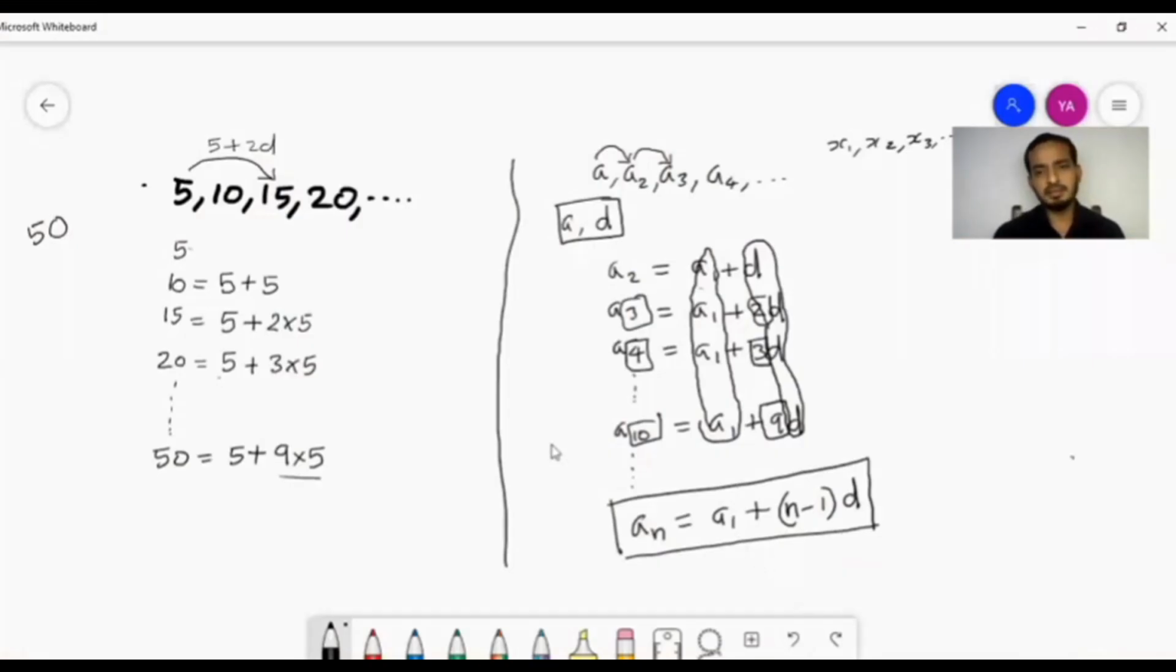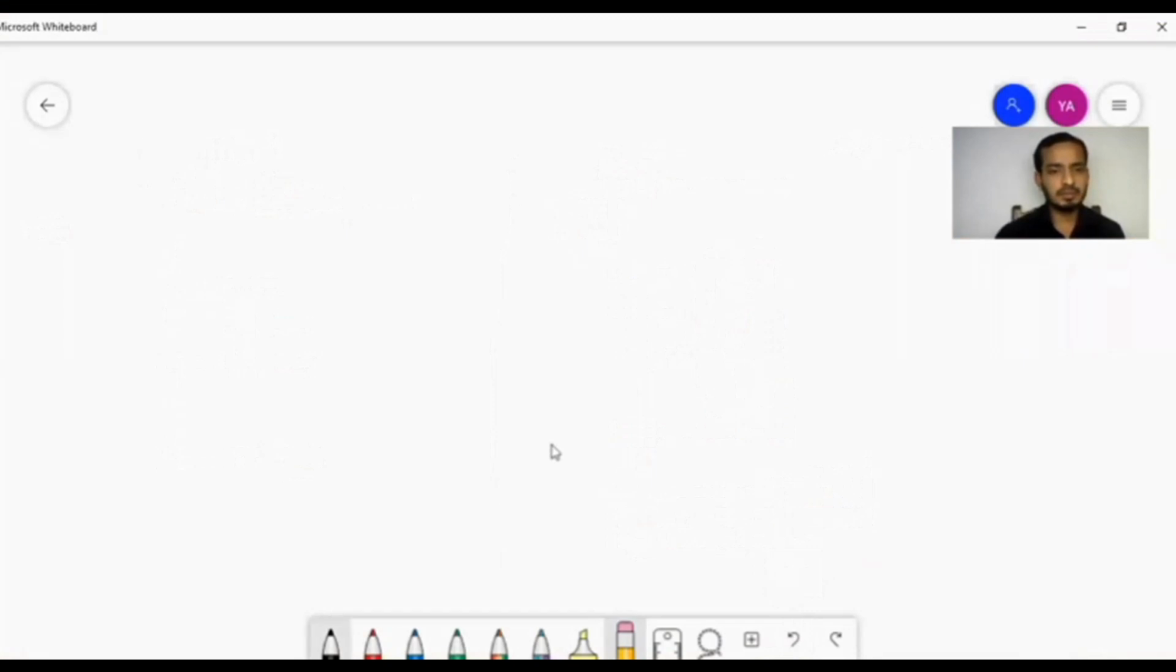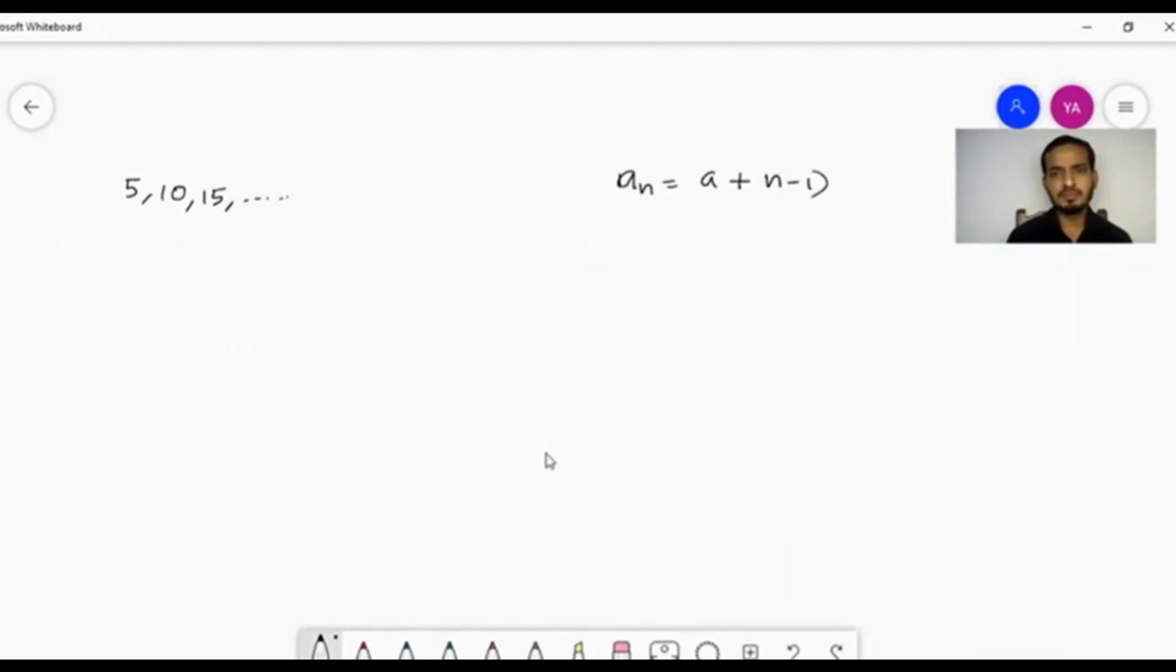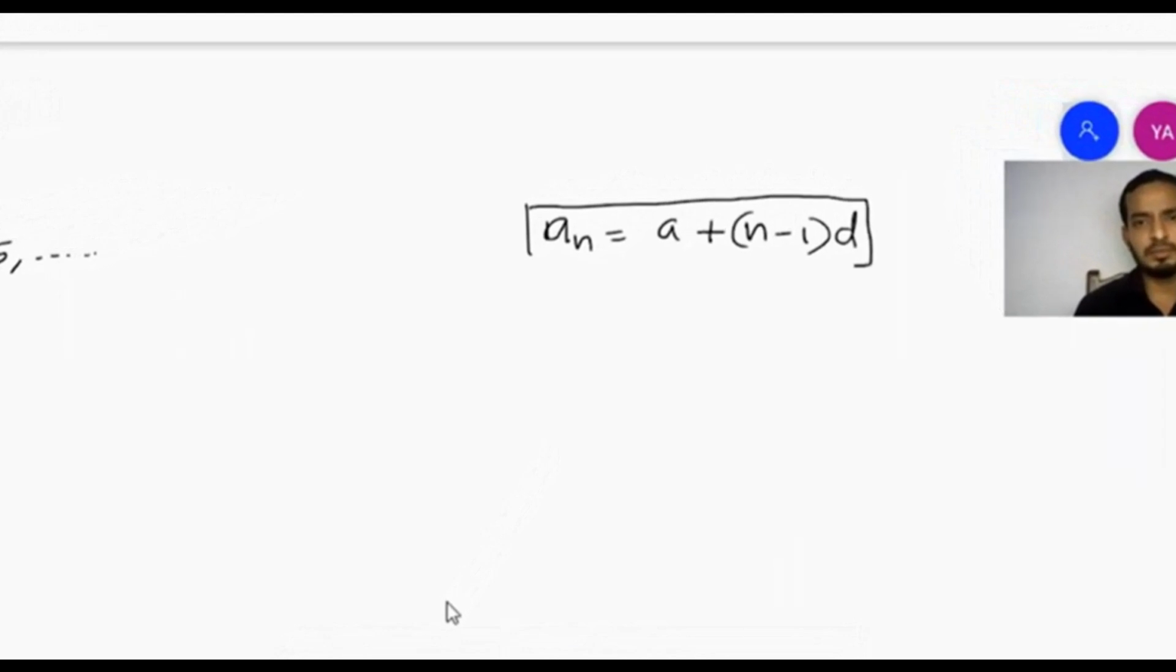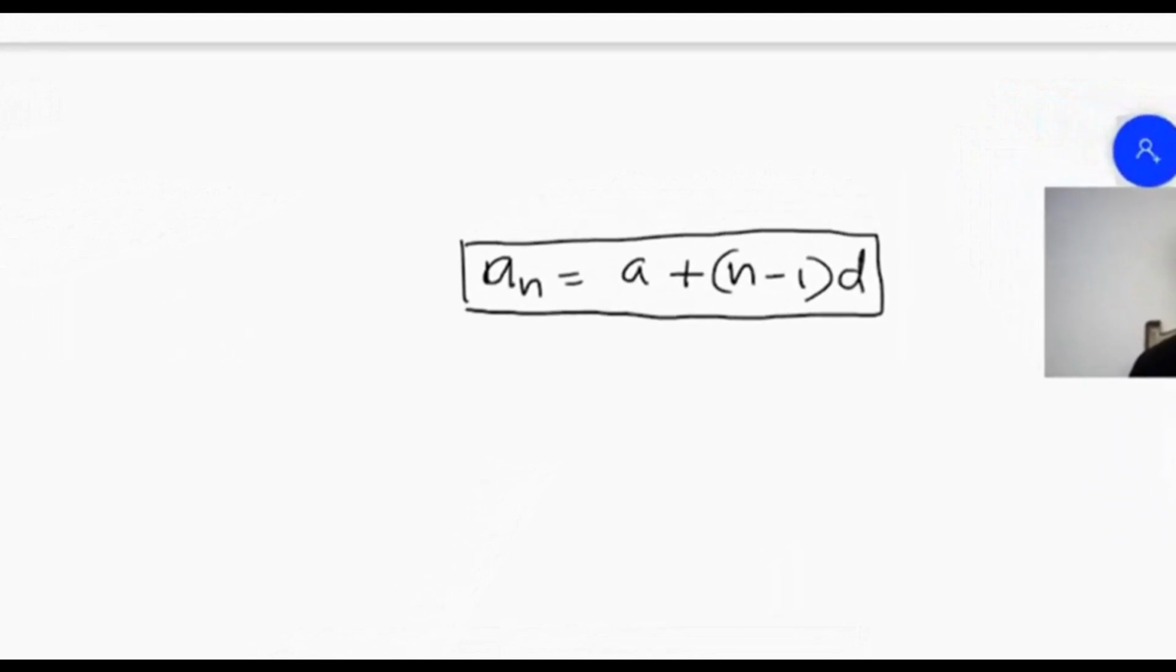We use this idea. I write the previous sequence again. We discussed one simple example, 5, 10, 15, etc. And I write the nth term of an arithmetic progression: a_n = a + (n - 1)d, where a is the first term. So this is the formula to find the nth term. You all have to memorize this formula.